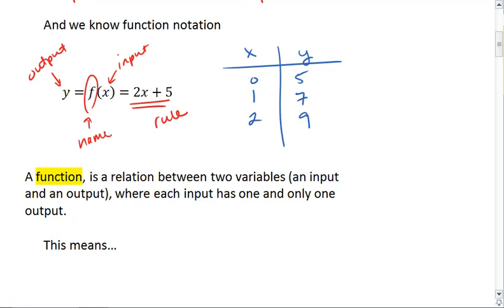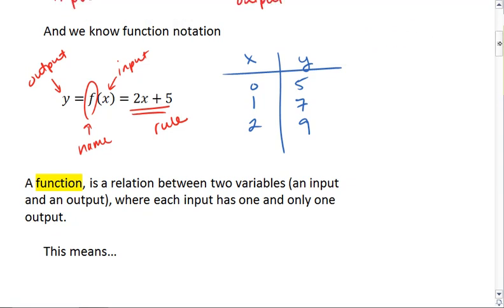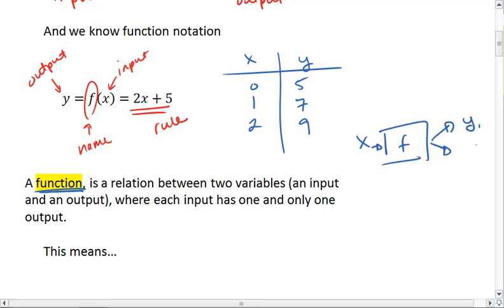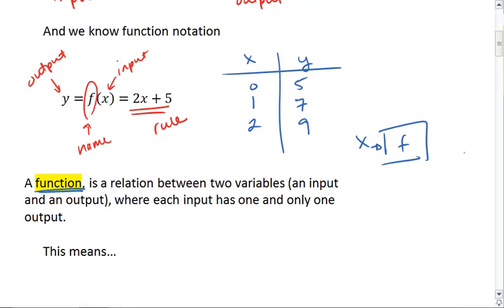The important part, and this is where we're going to start getting into a strict definition, is that a function is a relationship between two variables, the input and the output, where each input has one and only one output. So if I plug in x into my function, I should not get out 2 different y's. I should only ever get out a single output.